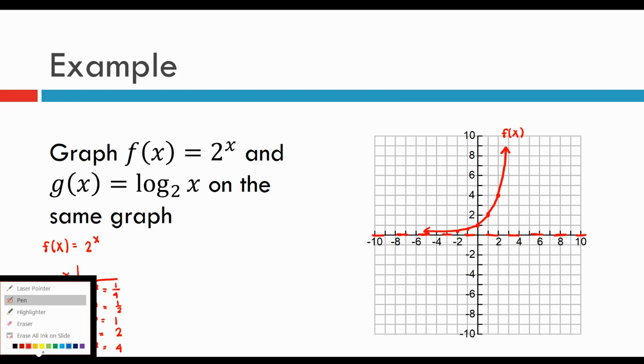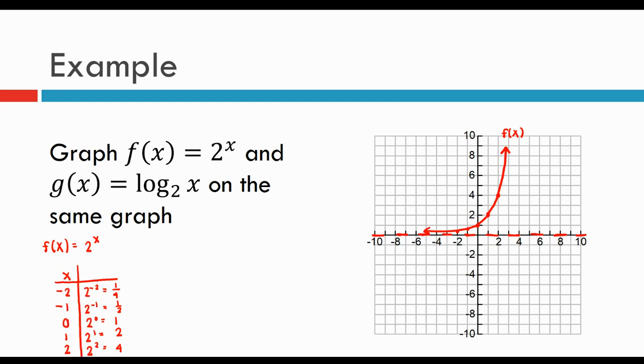Okay, so then remember, if I now want to graph the log, we'll notice that the log has base 2, and so does my f of x. So that's what's going to make these inverses. They have the same base. So for the g of x function, we don't have to create a table of values because since we already have the table for the f of x function, all we have to do is flip the ordered pairs around.